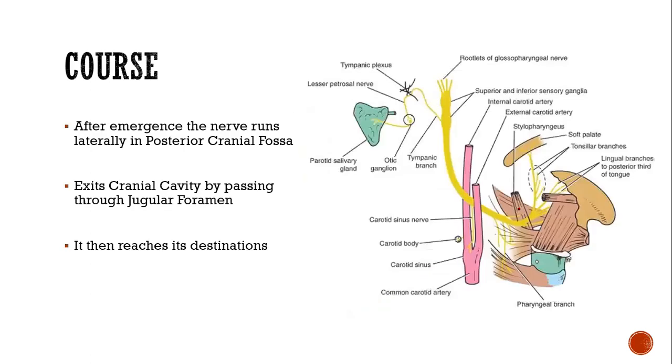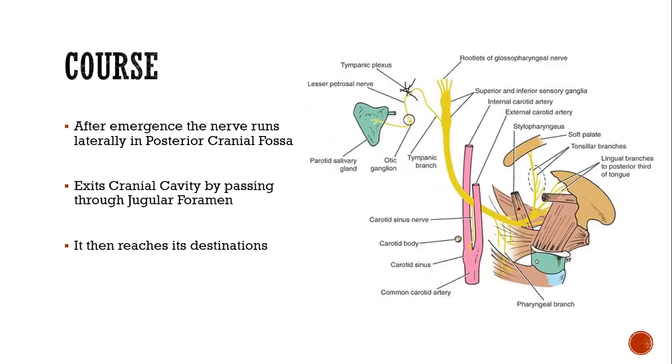As far as the course is concerned, right after the emergence of the nerve, it runs laterally in the posterior cranial fossa, and then it exits the cranial cavity by passing through the jugular foramen, which you must have known when we taught you skull, and it reaches its destination.